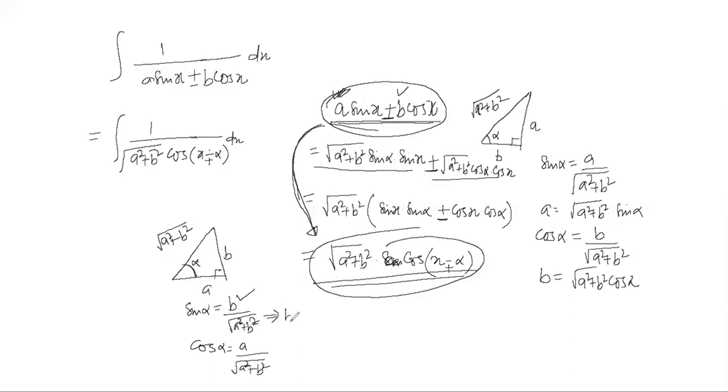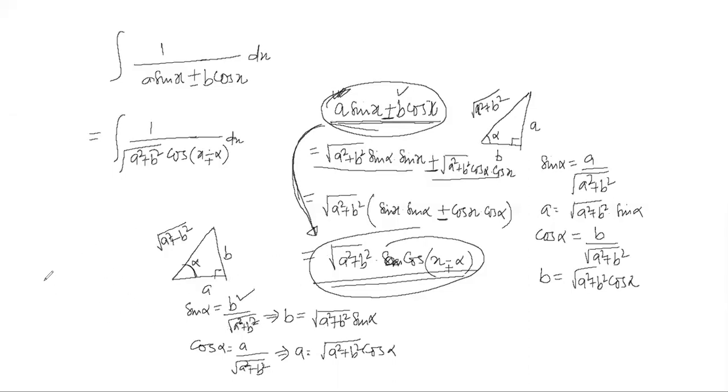From here, b equals what? b equals root under a square plus b square into sin alpha. And in place of a, what can we write? Root under a square plus b square into cos alpha. Any problem? Any doubt? Very good.